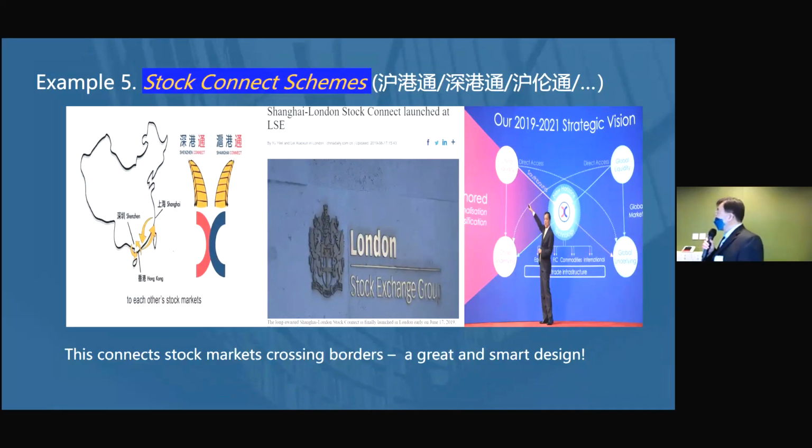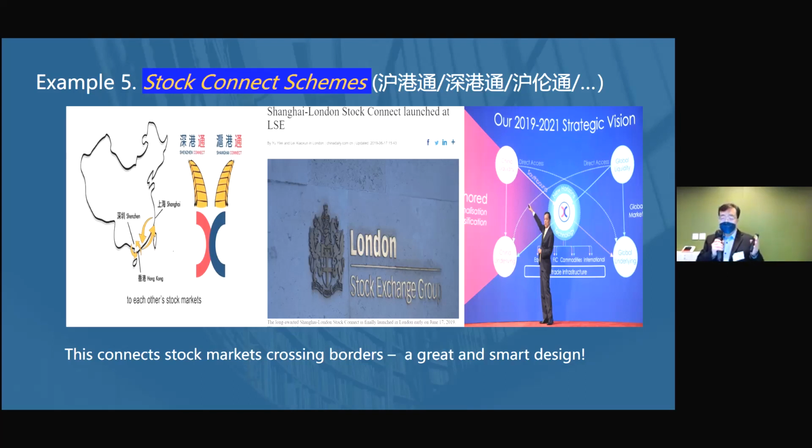So the more advanced example is the Stock Connect schemes. I think some people are trading mainland stocks through the Stock Connect schemes in Hong Kong, right? So you can trade a lot of stocks in the mainland while you just stay in Hong Kong, and you can use the broker firms in Hong Kong, and more or less it's like you trade the stocks in the Hong Kong Stock Exchange.